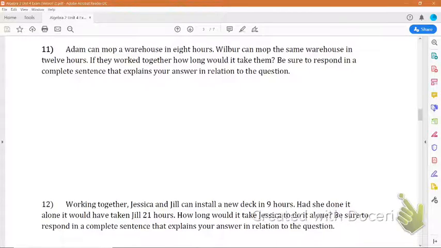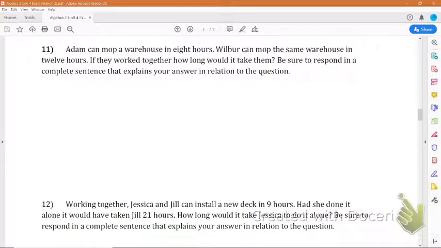Alright, questions 11 and 12 are the problems like the ones we did yesterday. So we have people either working together or working individually, and we're trying to find a missing time. So Adam can mop a warehouse in 8 hours. Adam's working alone, doing it in 8 hours. Wilbur can mop the same warehouse in 12 hours. Again, Wilbur's working alone. So we have two individuals, independent times. If they work together, how long would it take them?